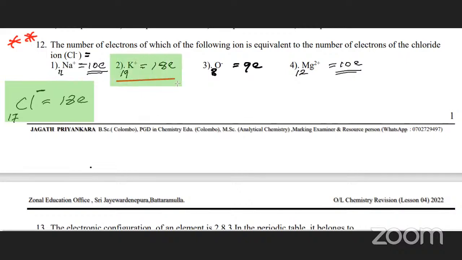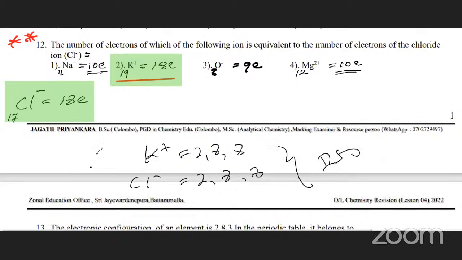So K plus configuration is equal to whose configuration? Cl minus configuration. What is the K plus configuration? 2, 8, 8, because 18 electrons. Cl minus also 2, 8, 8. So both these are isoelectronic, because both have the same number of electrons. What is isoelectronic? Having the same electronic configuration or the same number of electrons. Right. So that is the answer for question number 12.